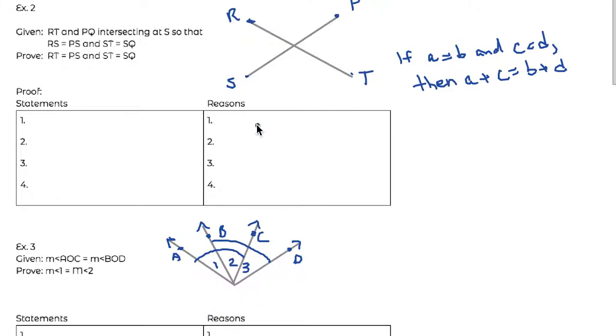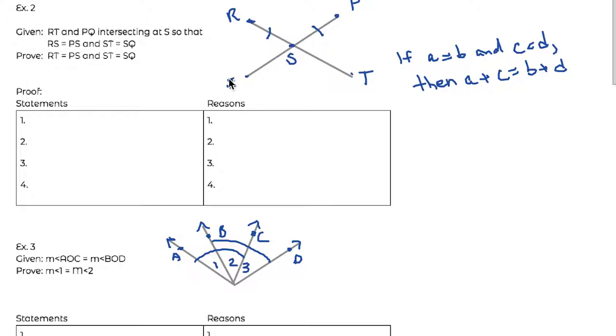We didn't get to the second one, so I'll cover that in this video. We are given that RT and PQ are intersecting at point S, so now we're going to mark our diagrams. That's the first thing you're going to do in a proof. So we have RS equals PS, and we have RT.